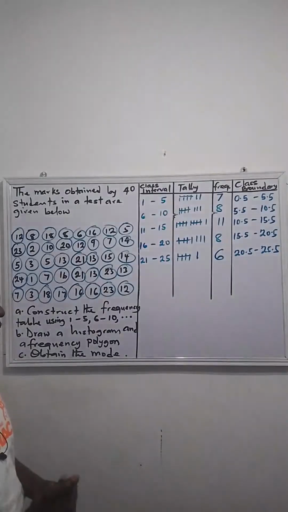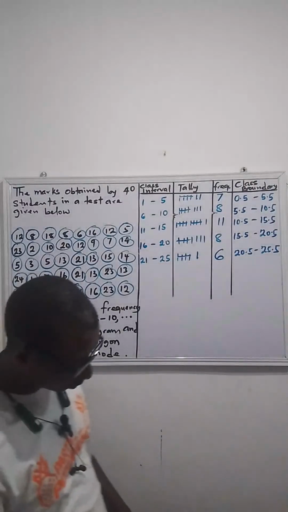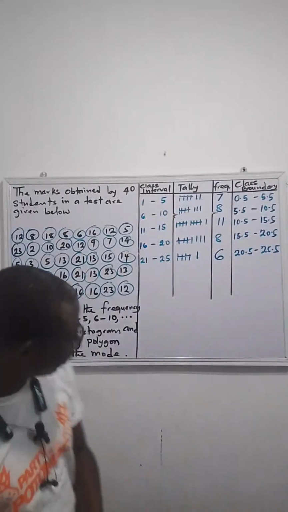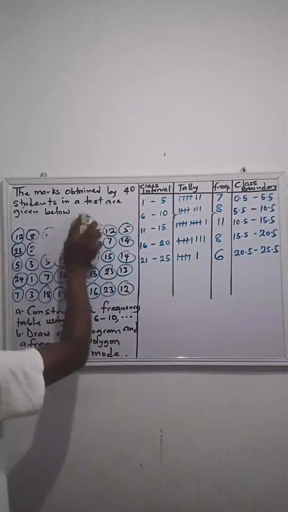Now the next thing is to draw the histogram. So how do we go about the histogram? That's what we want to do now, and we are going to obtain the mode. So let's make use of this. I have to clean this side.